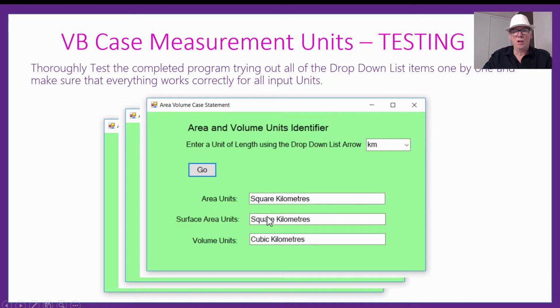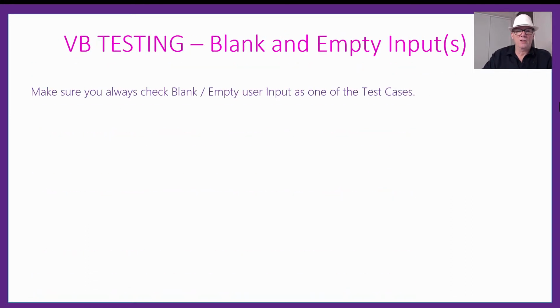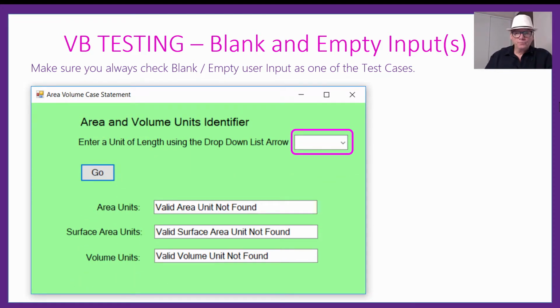So test that it works with kilometers, test that it works with centimeters, millimeters. So we kind of stack them up here. Make sure you do all of the tests and test all of the combinations. Now, what if they don't pick something and they just click the go? All right, so we always need to make sure our program handles that okay, and make sure we cover that in the testing that we do. So leave this guy blank, don't pick and click any units, and then click the go button.